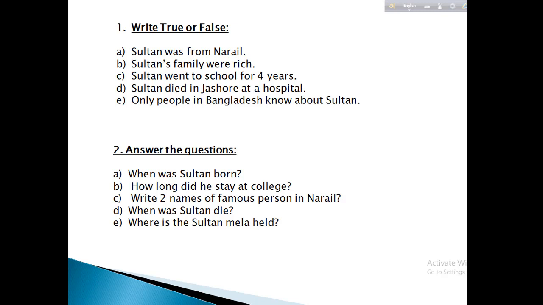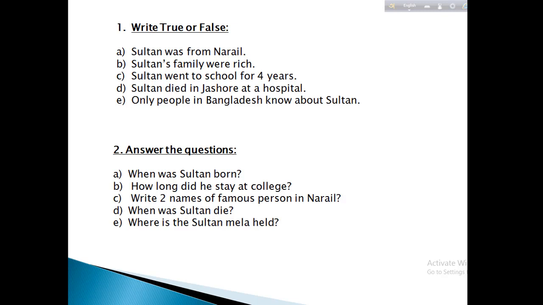Now, question number 5. E. Where is the Sultan Mela held? We know the Sultan Mela is held in Norail.